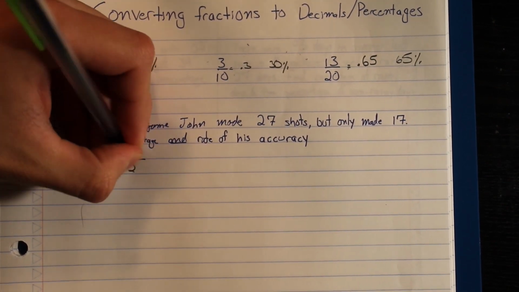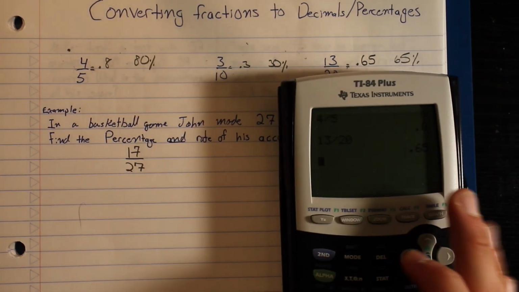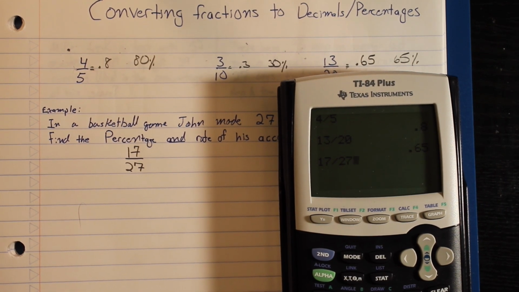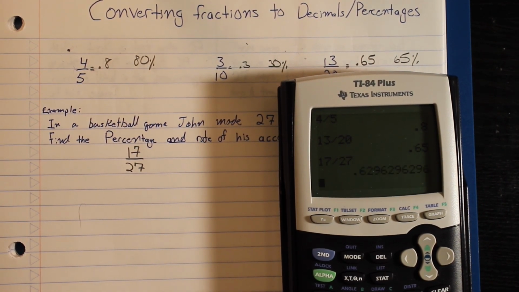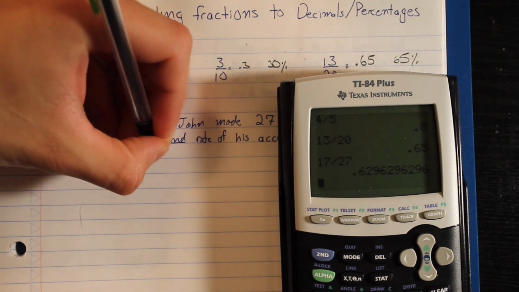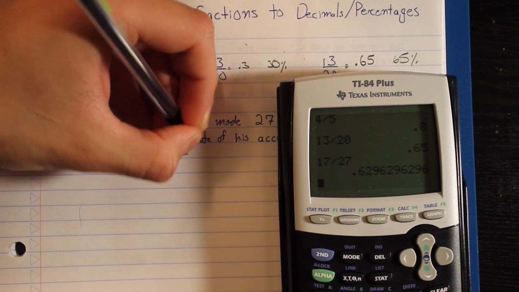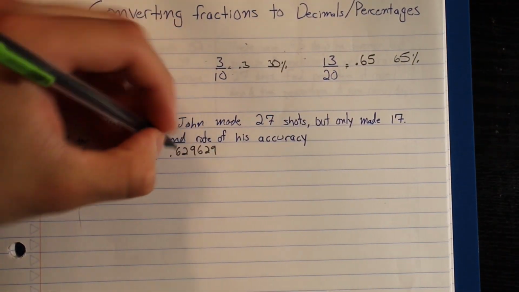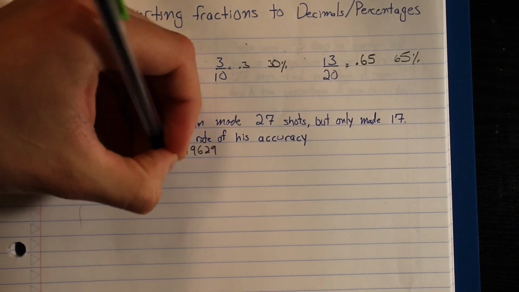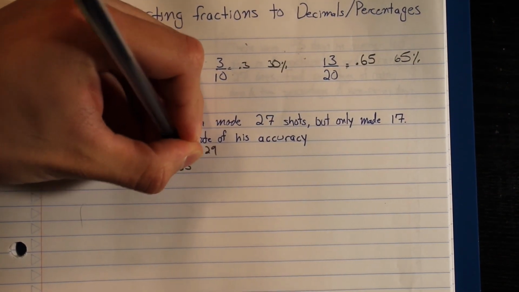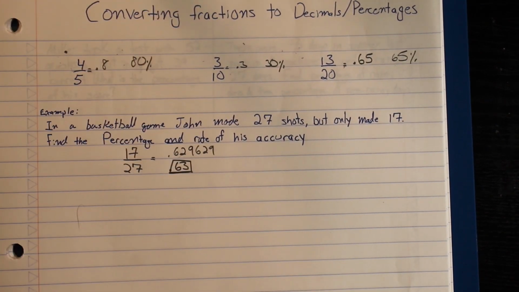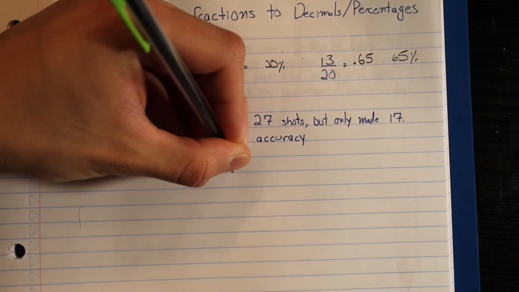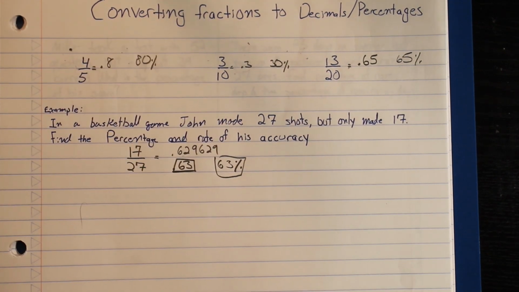So we'll write it down here, 17 over 27. We get the calculator and write 17 divided by 27. Fractions are really just division. That gives us a really long number, 0.62969, but we're going to ignore those extra digits and just round to the nearest hundredth, which should be 0.63. That's the rate of his accuracy, 0.63. And the percentage, again, is very easy, 63%. That is the final answer for that one.